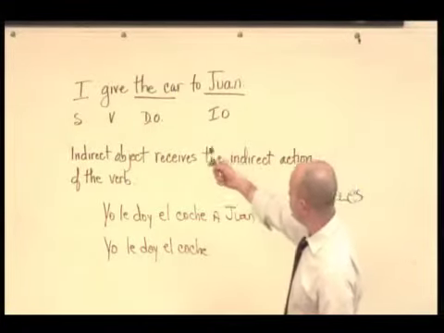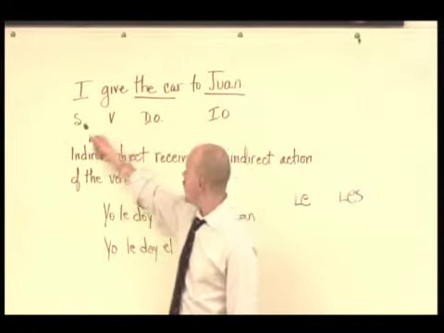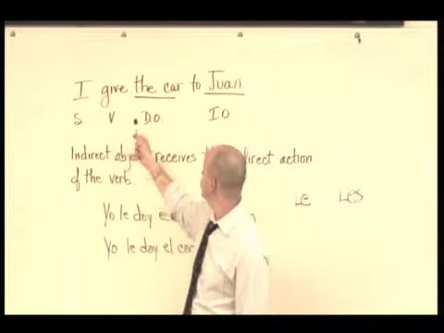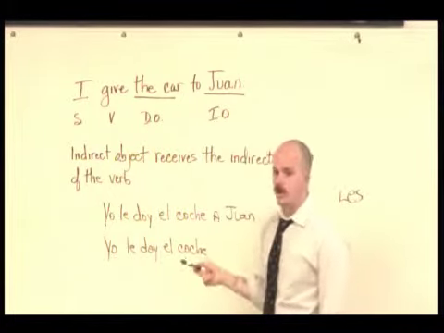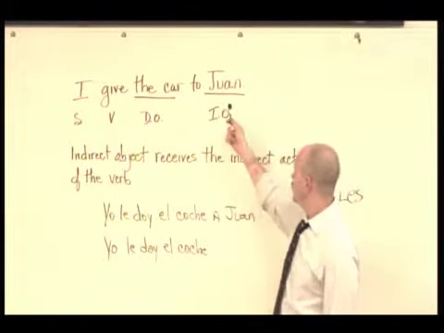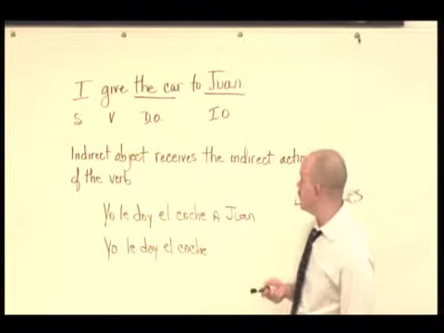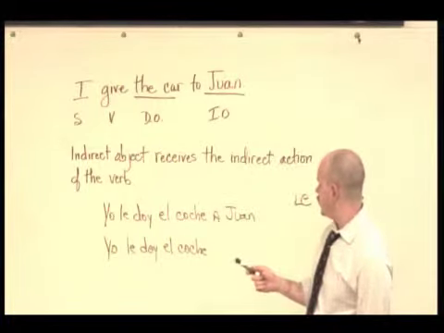So first let's just look at an example in English. I give the car to Juan. Remember, I would be our subject in the sentence. Give would be our verb in the sentence. The car is our direct object. And Juan is our indirect object. He answers the question, to whom or for whom? The car is going to Juan, so he's the indirect object. An indirect object receives the indirect action of the verb.